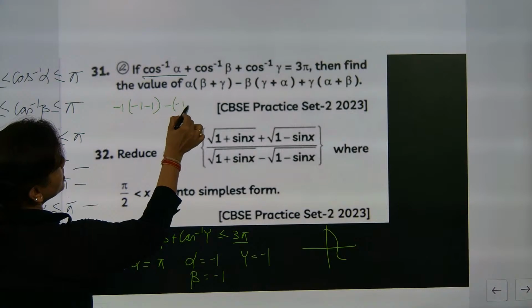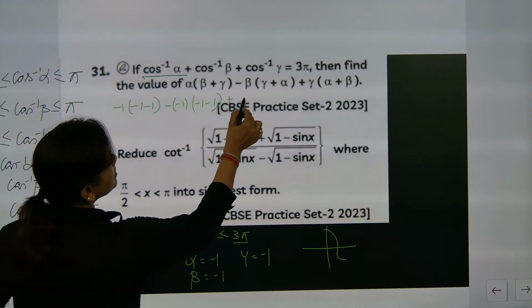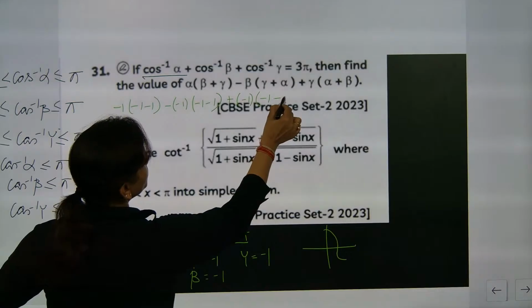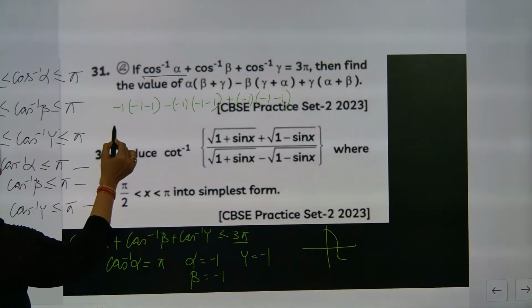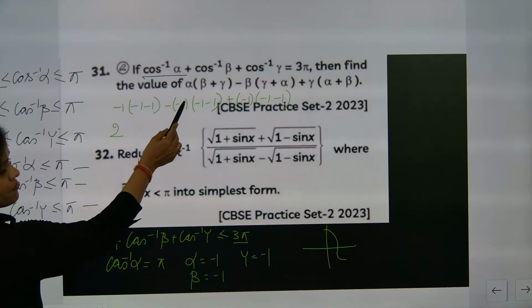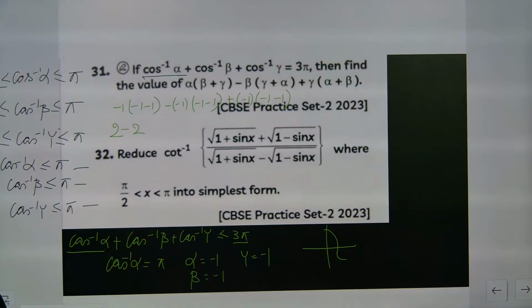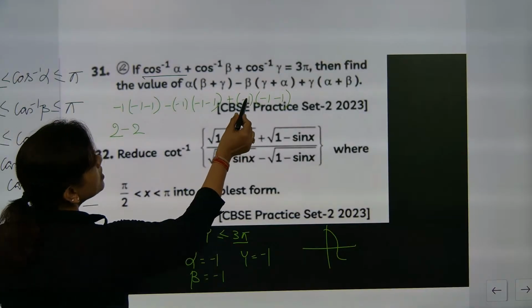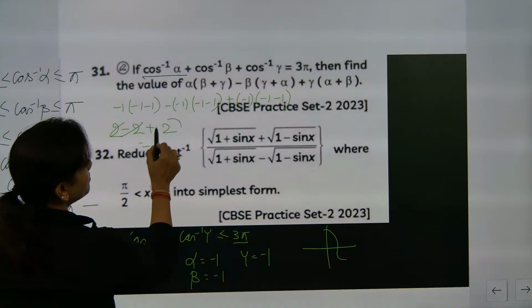Minus of minus 1, minus 1, minus 1. Then plus minus 1, minus 1, minus 1. So we need to solve: minus 2 into minus 1 will become 2. Minus into minus will become plus 1, and here it is minus 2. So overall minus 2. And here minus 2 and minus 1 will become plus 2. Cancel, the answer will come as 2.